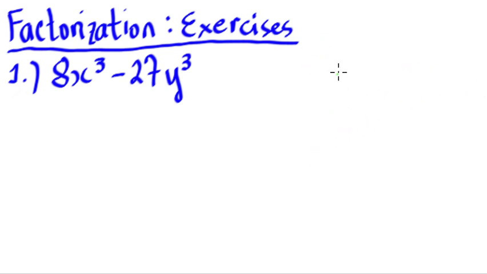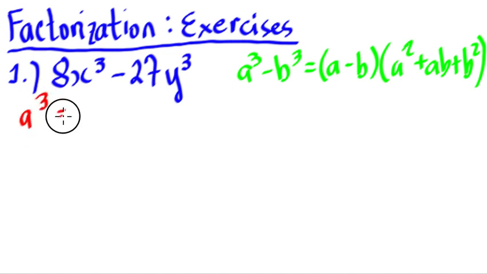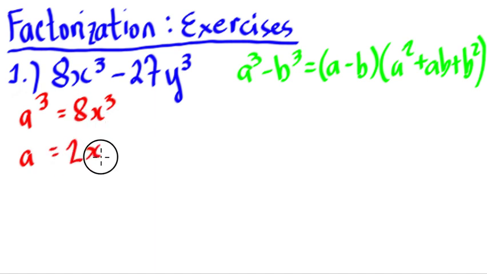So again, what's the formula here? We have a cubed minus b cubed is equal to a minus b times the quantity of a squared plus ab plus b squared. That's our formula, and we're going to follow that in this example. So a cubed here is 8x cubed. What is a? We need to get the cube root of 8x cubed. The cube root of 8 is 2, and the cube root of x cubed is x.